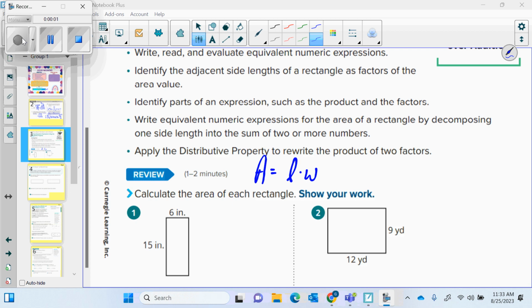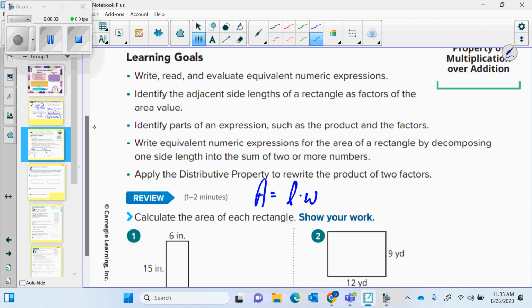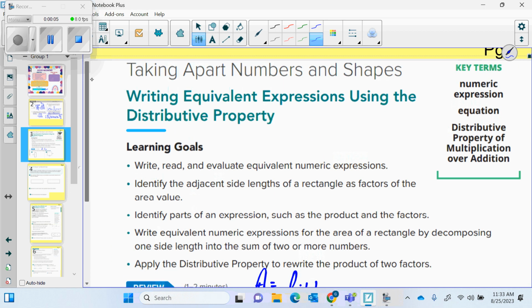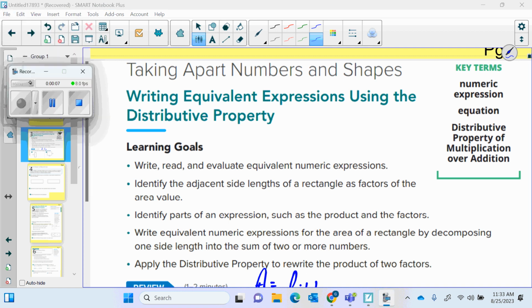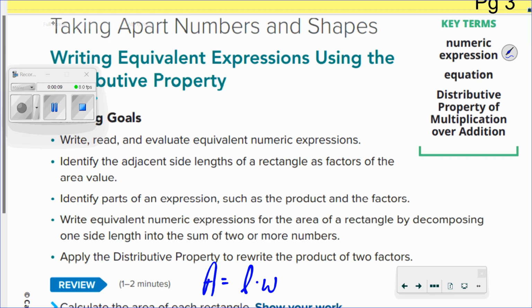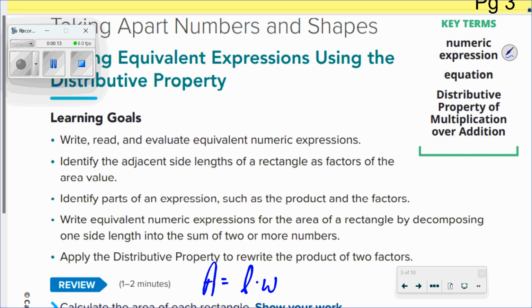Okay guys, today we're going to start in our modules. Our first one we're doing is taking apart numbers and shapes by writing equivalent expressions using the distributive property.